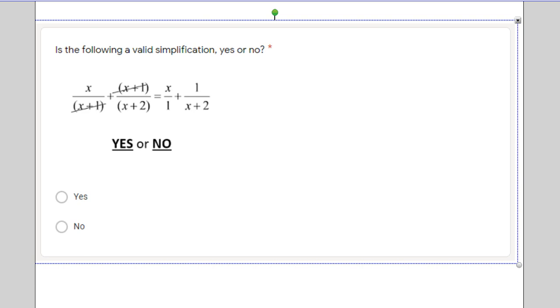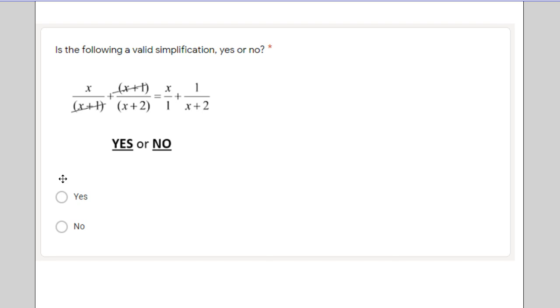Is the following a valid simplification, yes or no? This was a test of whether you've been staying up with the homework, because this exact question was asked in the investigation the day before.